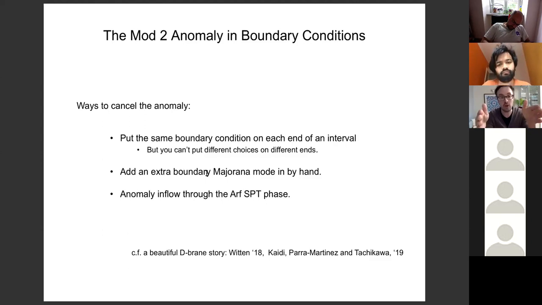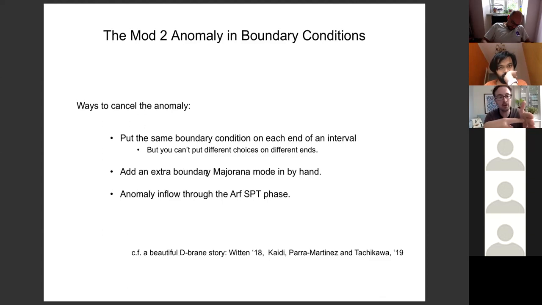That then gives you just one Majorana mode on one end, and then you're left with an inconsistent theory. So you can patch it up in a very simple way on an interval with a boundary just by putting the same boundary conditions on both ends. There are other very simple ways in which you can cure this anomaly.